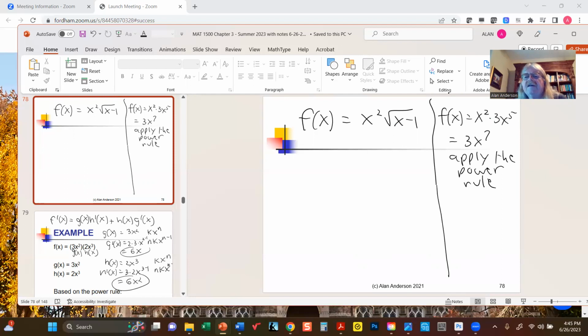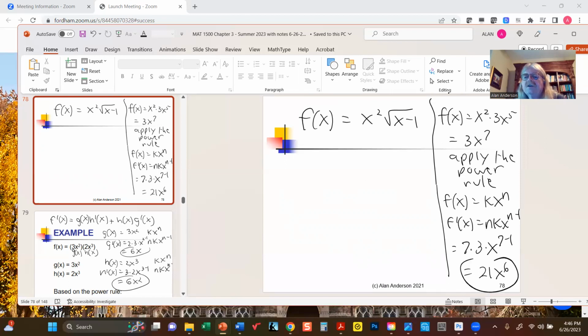So in that case, when f of x equals kx to the n, f prime of x is then nkx to the n minus 1. And in this case, that would mean 7 times 3 times x to the 7 minus 1, or 21x to the 6th. So you could use the product rule, but it's probably unnecessarily complicating your calculations.